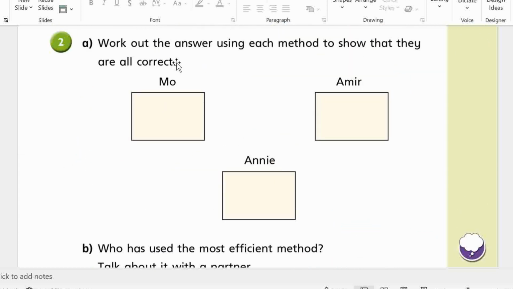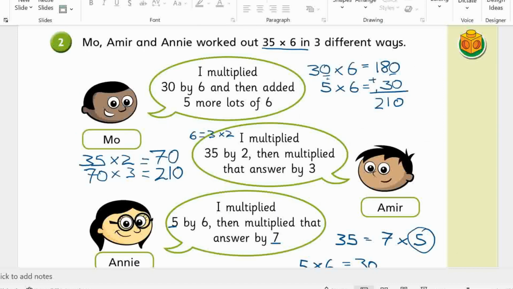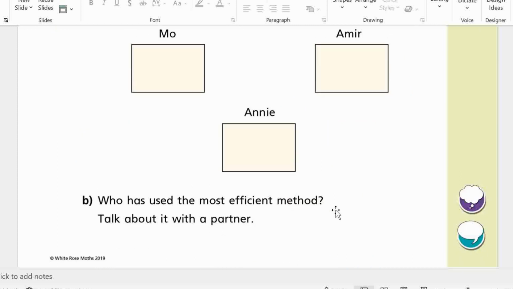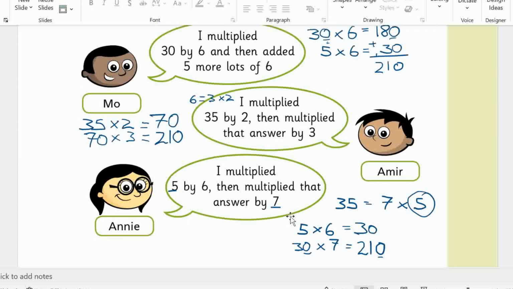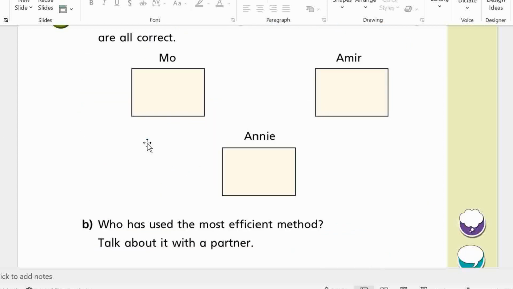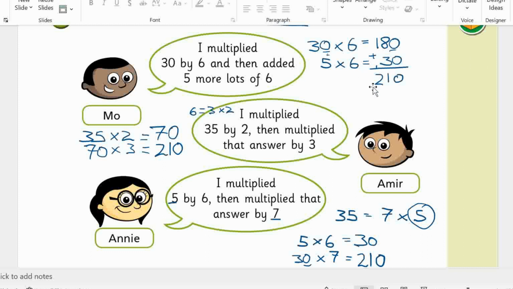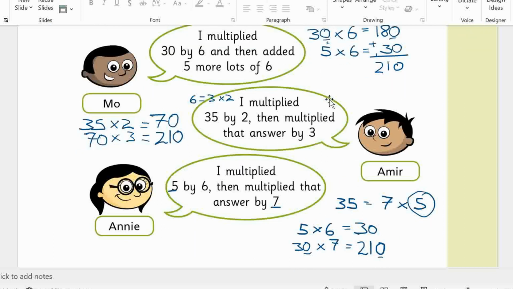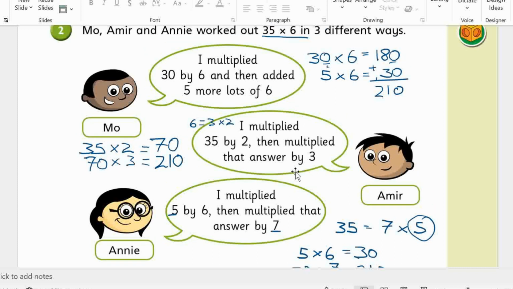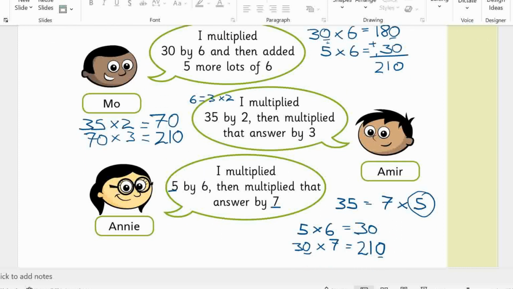Work out the answer using each method to show that they are all correct. Well, we just did that here, so this would go in these boxes. Who has used the most efficient method? You should write it in these boxes. It will help you remember. I think they're all kind of equally quick, although this way might be the quickest because I did this extra one here. So I think it's a matter of opinion. I don't think there's a clear winner here.